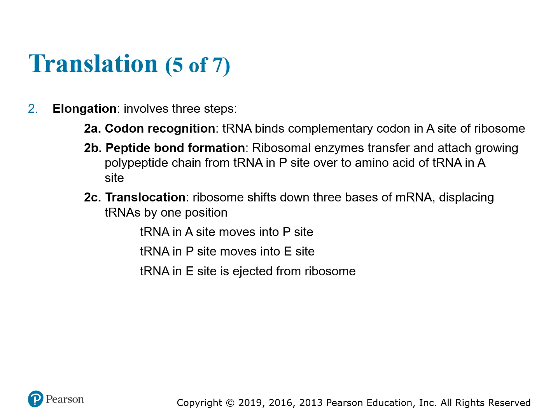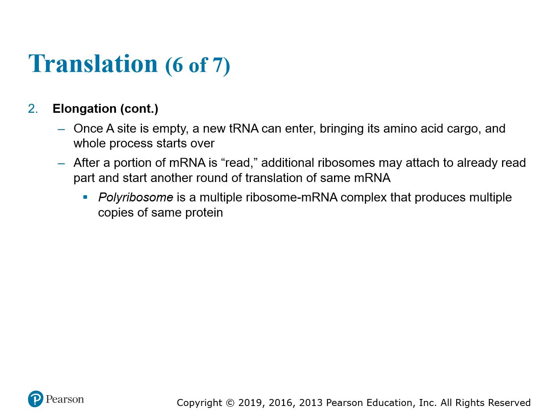They will attach the growing polypeptide chain from the tRNA in the P site to the amino acid of the tRNA in the A site. So we're increasing the amino acids on our polypeptide chain and then translocating, so shifting the ribosome down 3 bases of mRNA, displacing the tRNAs by 1 position each. So the tRNA in the A site moves into the P site and then will deliver its amino acid there. The tRNA in the P site has already delivered its amino acid, so it will move into the E site and be ejected. The tRNA that's in the E site will be ejected from the ribosome.